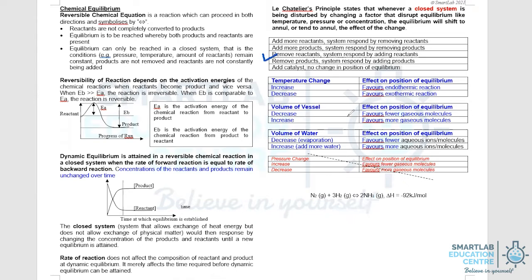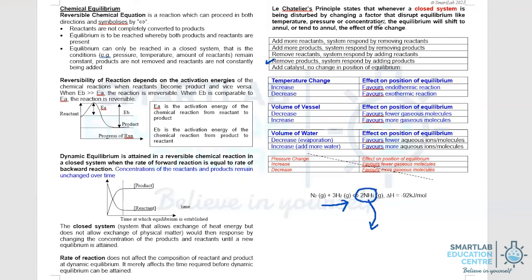Next, if you decide to remove reactant, say we decide to remove hydrogen, then the position of equilibrium will shift to favor more reactant. So in this case, the position of equilibrium will shift left or shift backward. Remove product. If the ammonia is being condensed, that is removed, then the position of equilibrium will shift to favor more products being produced. So the position of equilibrium will shift forward.